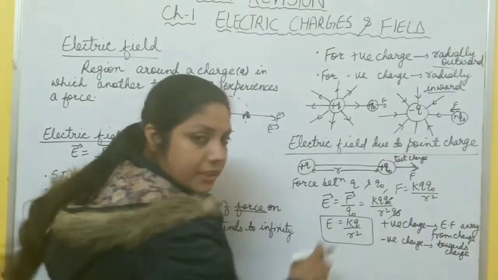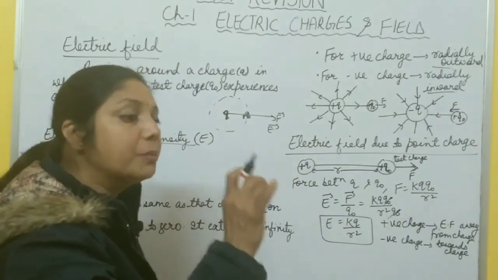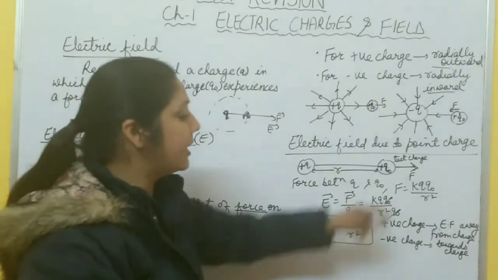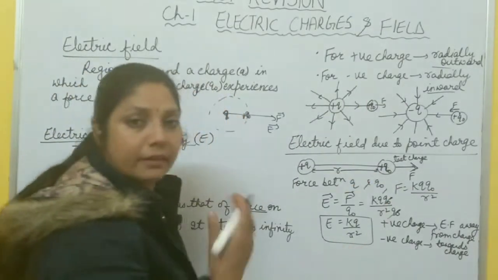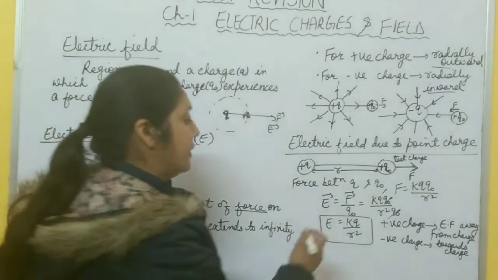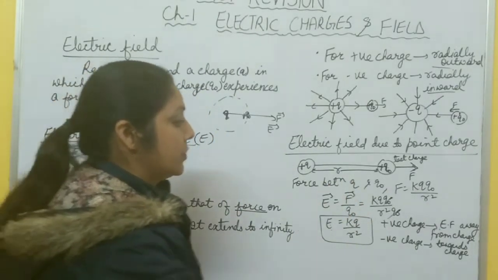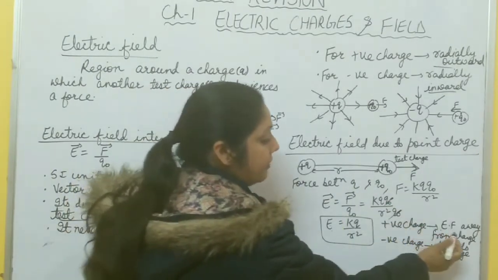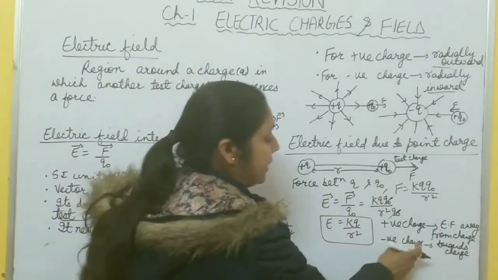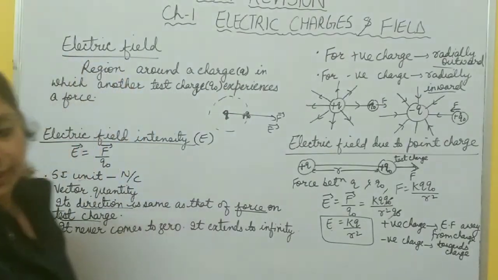Suppose the point charge is Q, and you put one test charge at a point, and the distance between them is r. r is the distance at which the electric field is determined. It is given by E equal to KQ by r square, right? And the direction of the electric field is the same as that of the force experienced by the test charge. So for a positive charge, the direction of electric field is away from the charge, meaning radially outward. And for a negative charge, the direction is towards the charge, meaning radially inward, right?